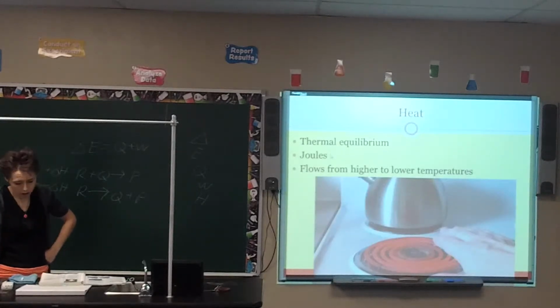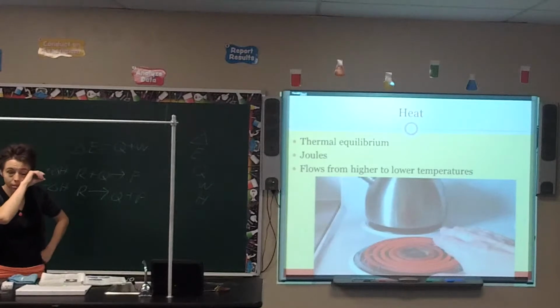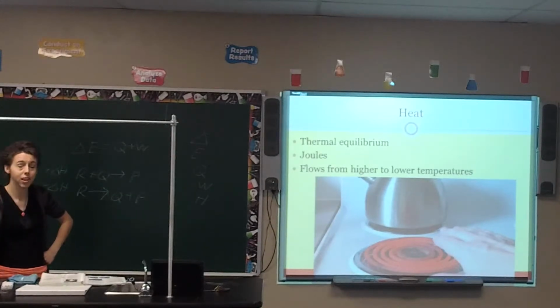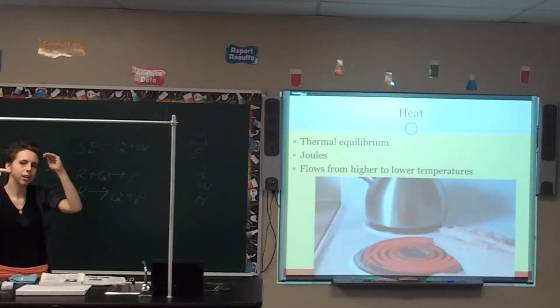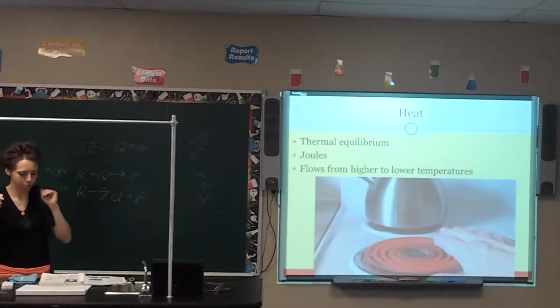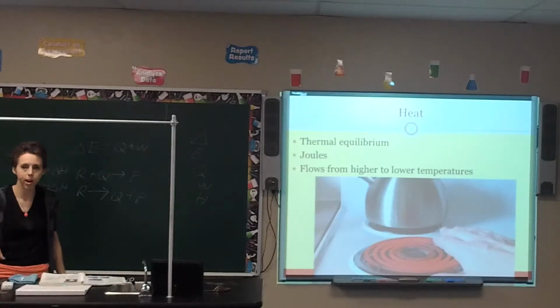Alright, heat. Your book points out that heat wants to go from an area of higher concentration to lower concentration. It wants to get to that equal point of thermal equilibrium. Now that's not mentioned in your book, but if you want to write it in there, you can. It's not going to be quizzed or tested, but just make a note of it. So, thermal equilibrium wants to be balanced out.